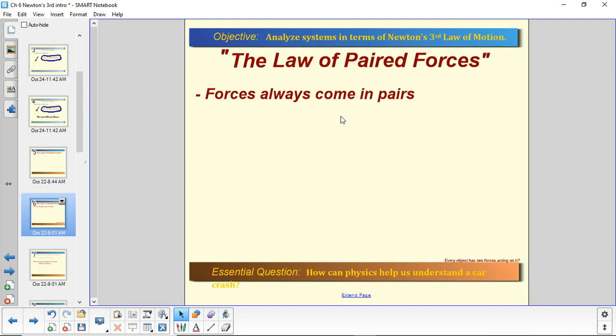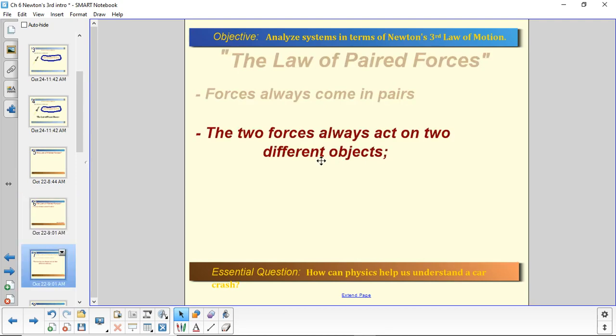If a bat hits a ball in a baseball game, the bat exerts a force on the ball and sends the ball over the fence. But at the same time, the ball is exerting a force on the bat, and it may break the bat or put a dent in the bat if you're hitting a rock instead of a baseball. So anytime there's a force, there's always a second force that exists at the same time. Forces always come in pairs.